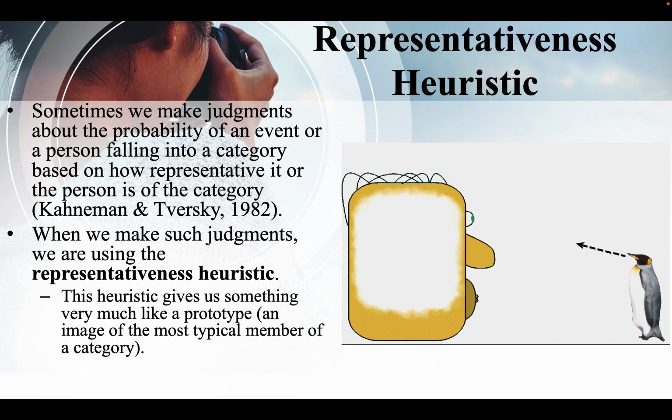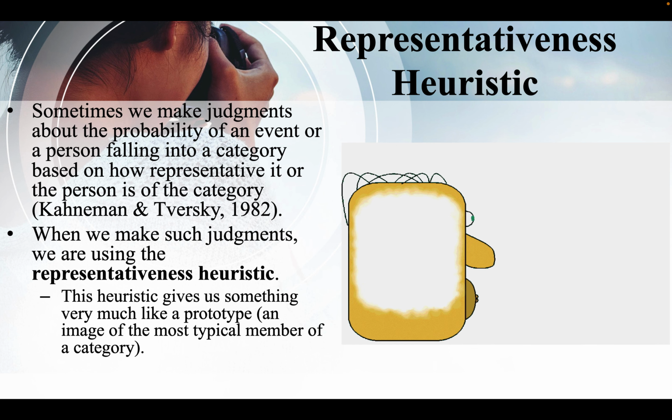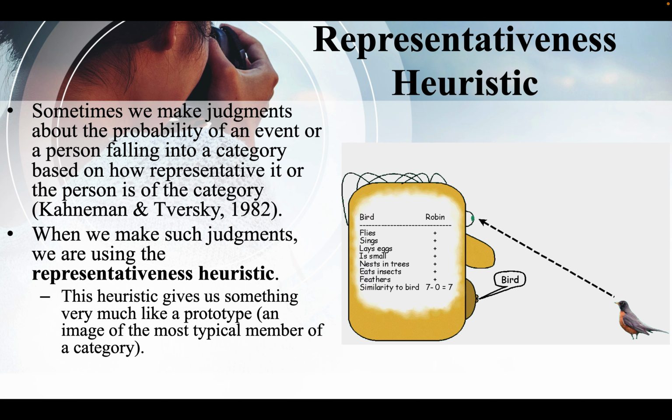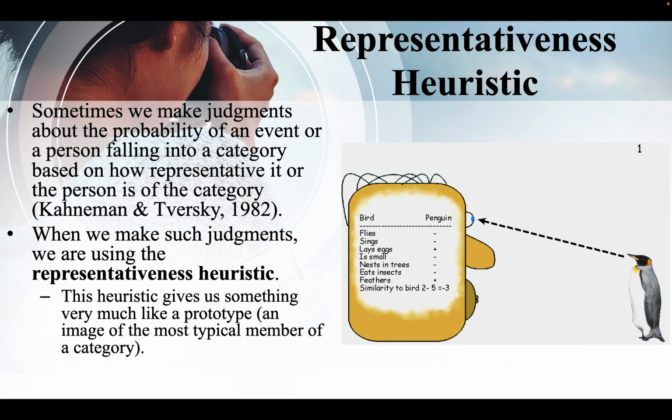Sometimes we make judgments about the probability of an event or a person falling into a category based on how representative it or the person is of that category. When we make such judgments, we are using the representativeness heuristic. This heuristic gives us something very much like a prototype, an image of the most typical member of that category.